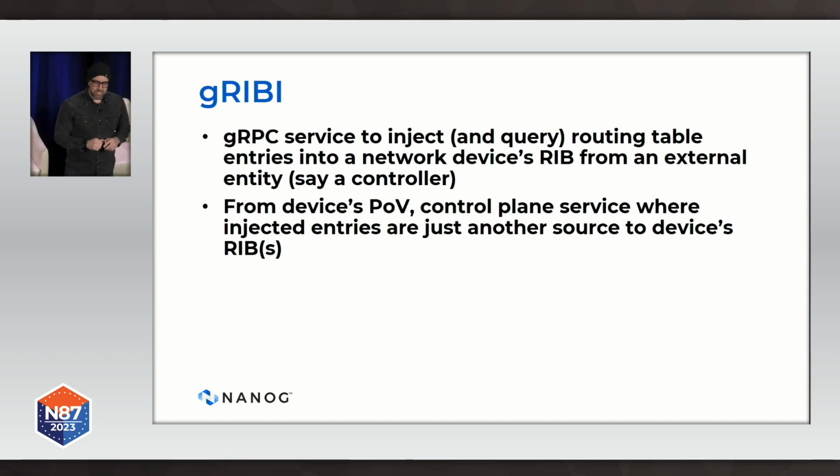So with respect to gRIBI, there's two parts to this. There's an actual service to inject routes into the routing table, and then we also have a query mechanism. From the device's perspective, we're letting the control plane and routing protocols, to date, do their thing. IGP resolves just as an IGP has always resolved. BGP is doing its own thing.